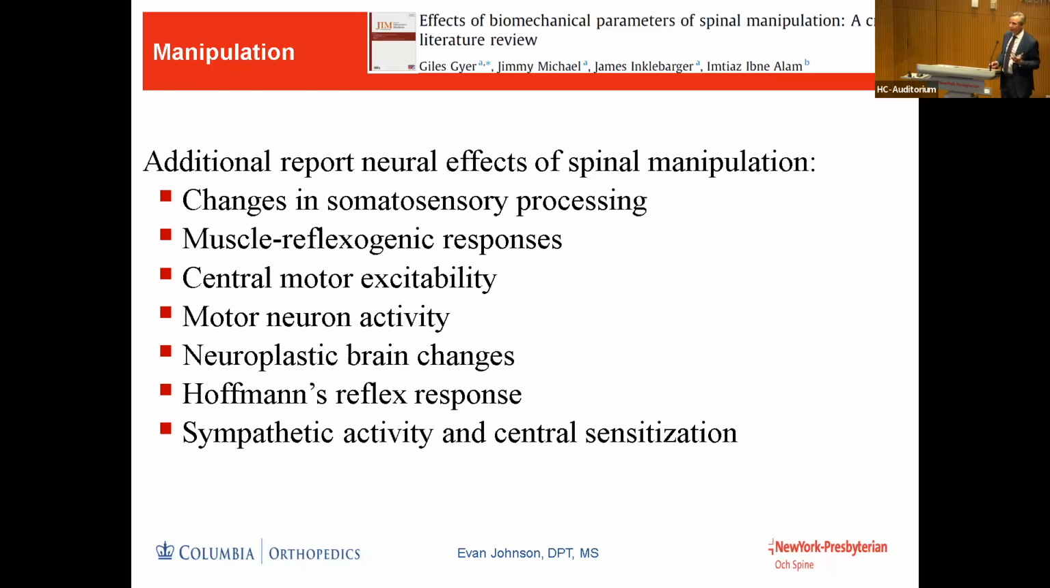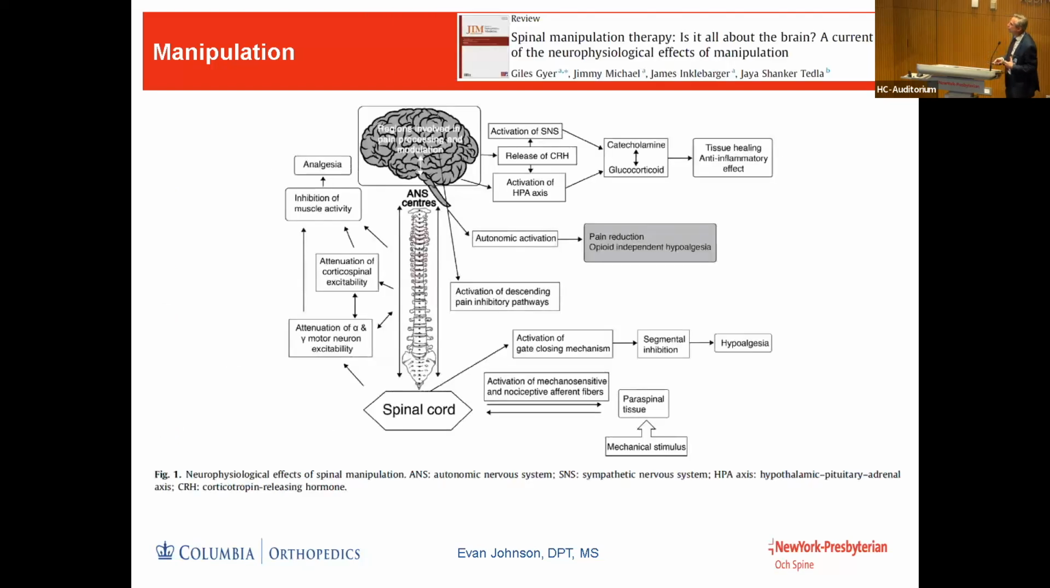Central motor excitability, motor neuron activity, neuroplastic brain changes. I guess the brain is plastic, right? It does certainly change. Hoffmann's reflex response, sympathetic activity, and central sensitization are all other reported neural effects of spinal manipulation. And this is just looking at, I don't know what the heck we're looking at. This is looking at a lot of these biological mechanisms of what's happening. We know there are responses.